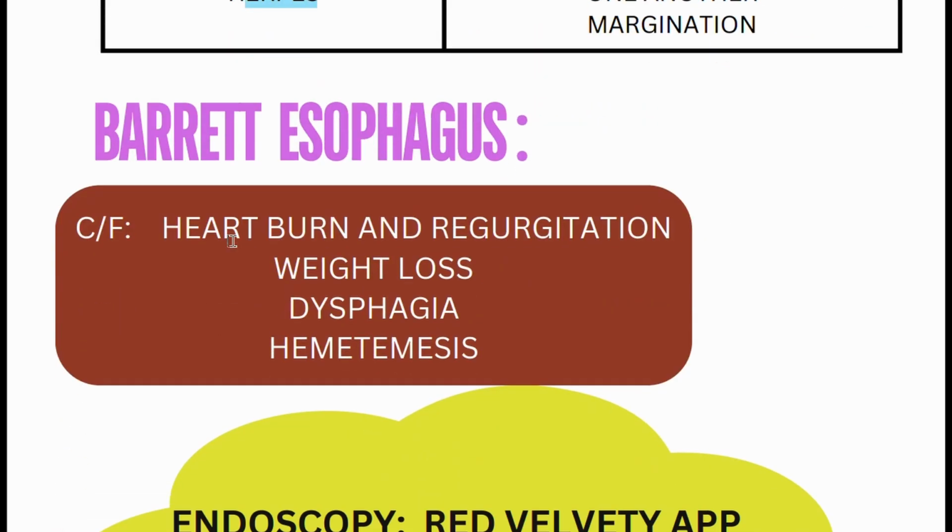Next is Barrett esophagus. This is a very important topic that one should know.